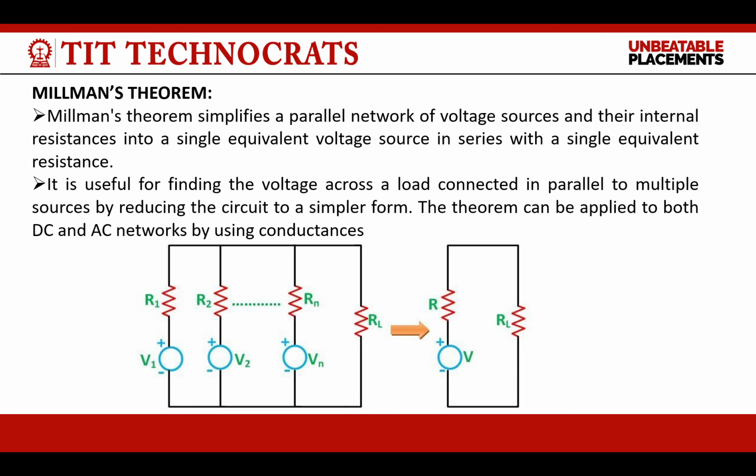Millman's theorem. Millman's theorem simplifies a parallel network of voltage sources and their internal resistance into a single equivalent voltage source in series with a single equivalent resistance. It is useful for finding the voltage across a load connected in parallel to multiple sources by reducing the circuit to a simpler form. This theorem can be applied to both DC and AC networks by using conductance.